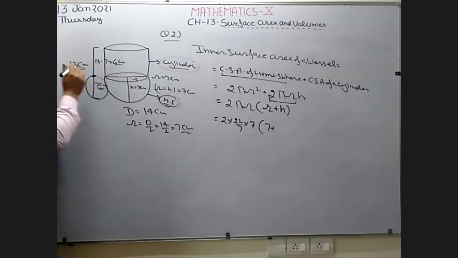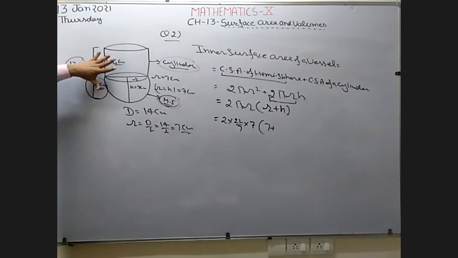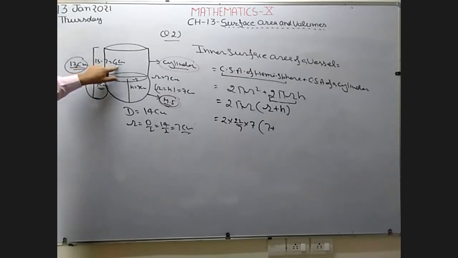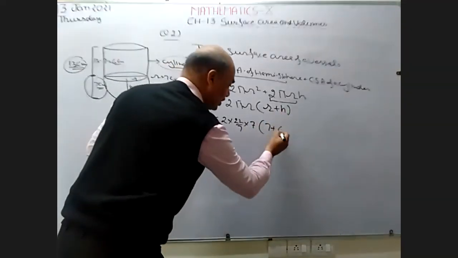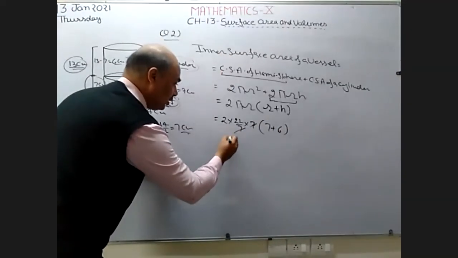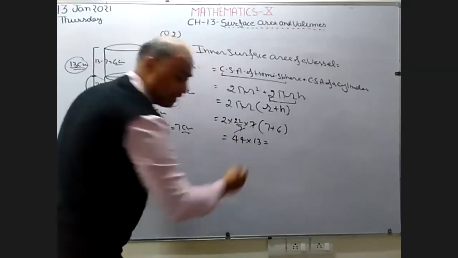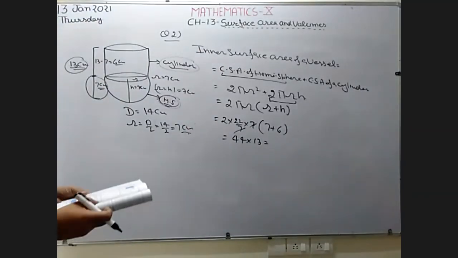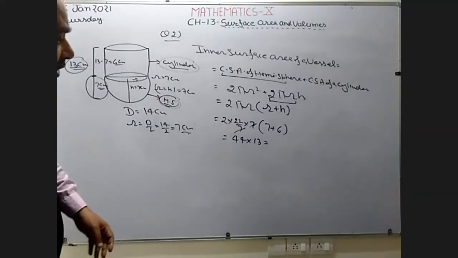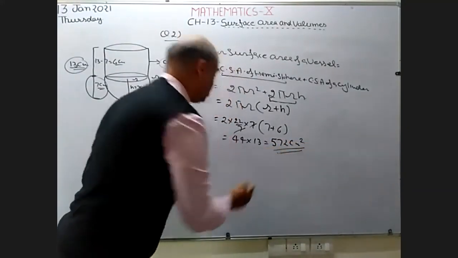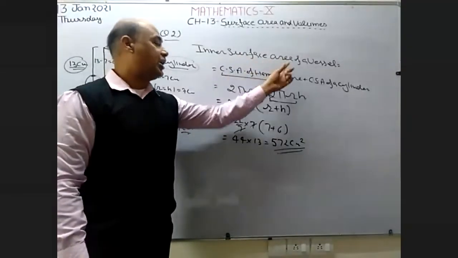So 7 plus 6 is represented by 13, because the total height of the vessel is 13 centimeter. Since the height of the hemisphere is 7, subtract this from the total height. Total height is 13, subtract 7, so this is going to be 6 centimeter. So instead of h, we write 6. Now this 7 is cancelled. This becomes 44 into 6 plus 7 becomes 13. Now multiply these two terms. What is the answer? 572. So right here 572 centimeter square. This is the inner surface area of the vessel.